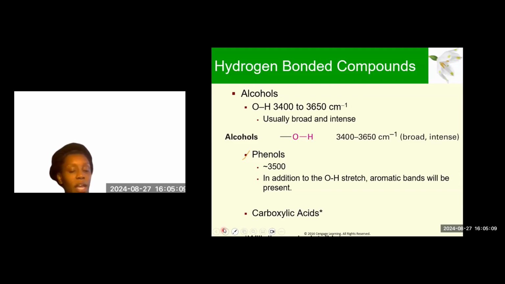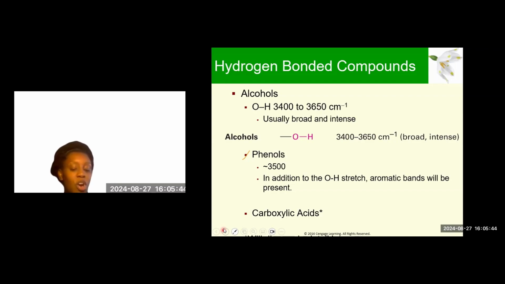It's very broad. I don't know if you guys remember, we talked about the reason behind the broadness of peaks. And so yeah, that is your alcohols. Now alcohols or OH groups can also be found not just in alcohols, but also in phenols and carboxylic acids. And later on, we'll talk about carboxylic acids. However, with phenols, you're going to see that at approximately 3,500 centimeters inverse, okay?